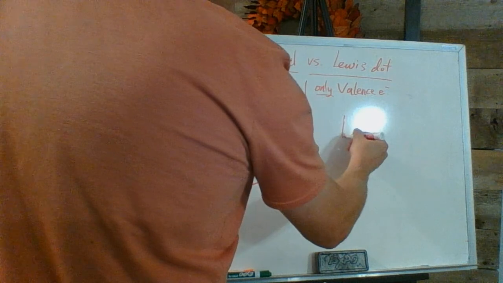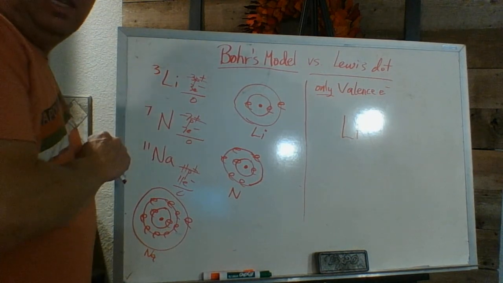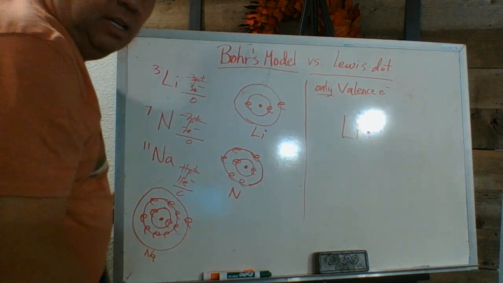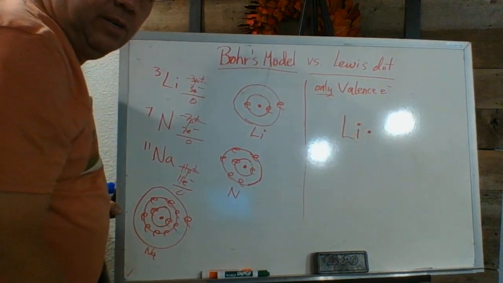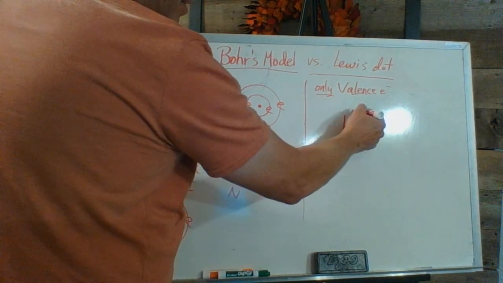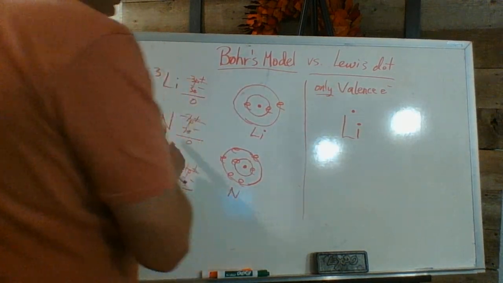Okay? Lithium. So you're going to have the symbol. Now he had 3 electrons, but how many valence did he have? In the outside ring, he had 1. It does not matter where you put it, as long as he only has 1. There it is. Okay, so he has 1 valence electron. It would not be wrong if you put it here, as long as he has 1. All right.